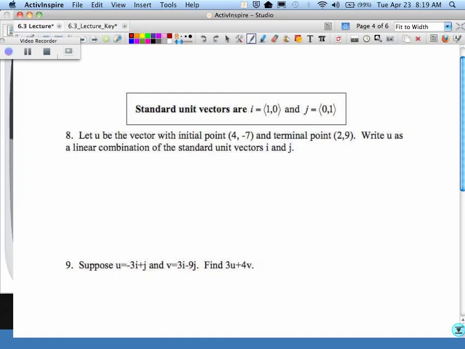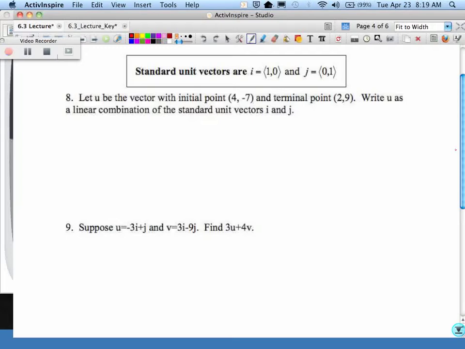Vectors, and we use i and j to represent the movement. So i represents the horizontal movement, j represents the vertical movement. So are you a vertical movement then? That was a stupid question. So i horizontal, j vertical.